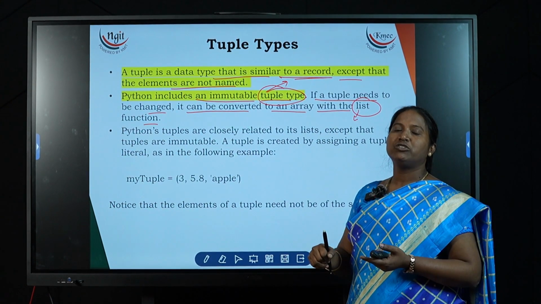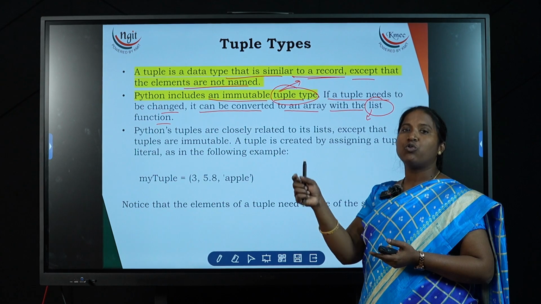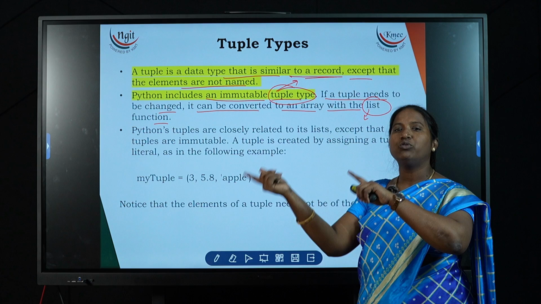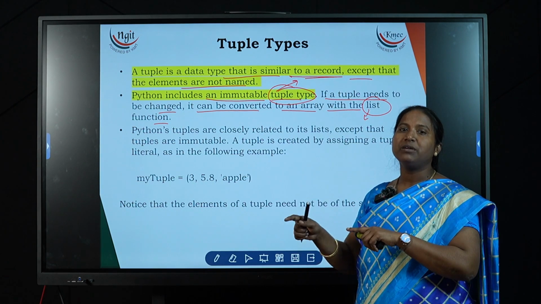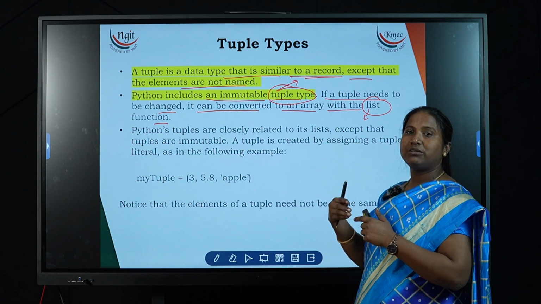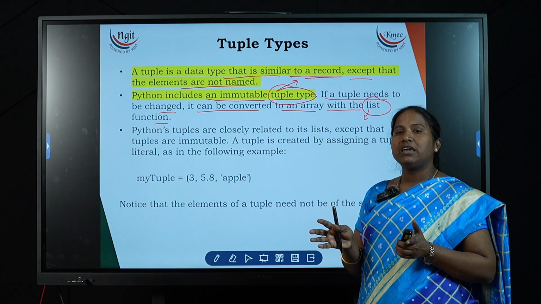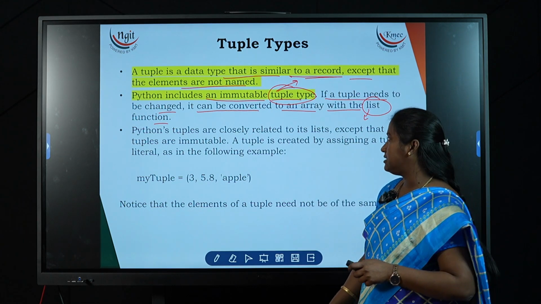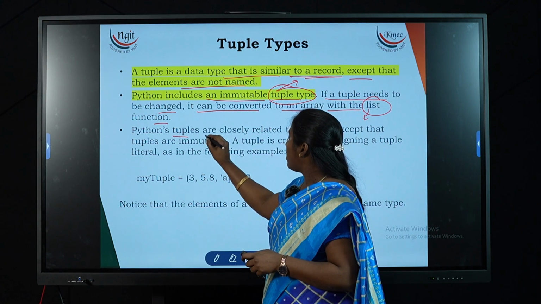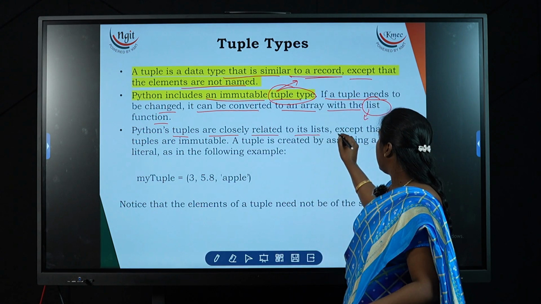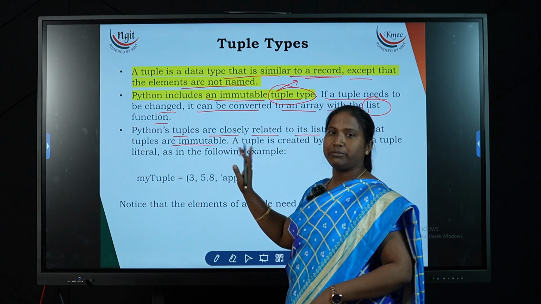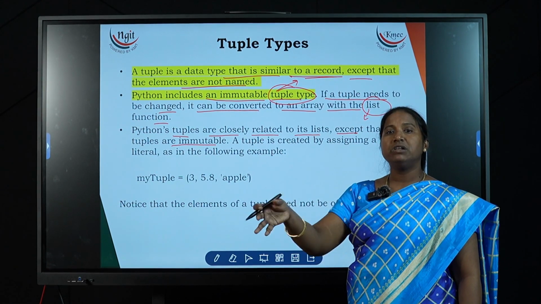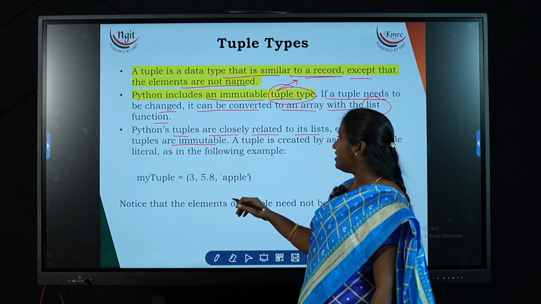If you really want to change any element which you have already stored in the tuple, you have to change that tuple to a list, because a list is the only data structure here that can be modified. So simply put, tuple is immutable, list is mutable, with respect to the Python programming language. Python's tuples are closely related to its lists, except that tuples are immutable. That's the only difference. Now let's see how a tuple stores data and how a list contains data. We'll see that with an example.